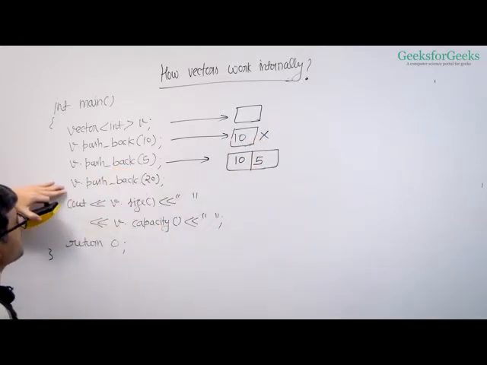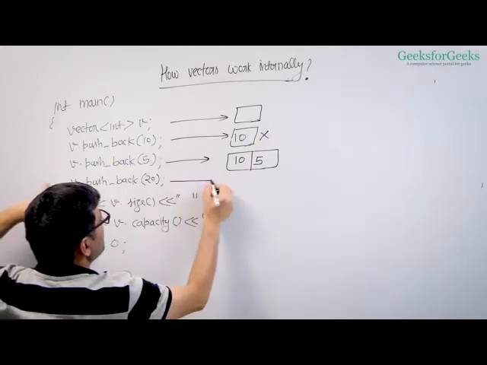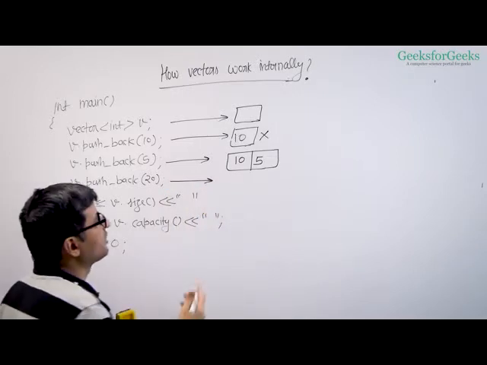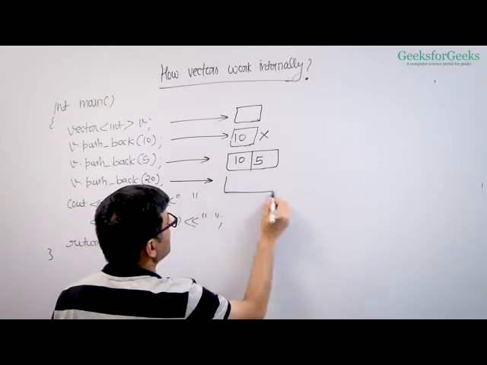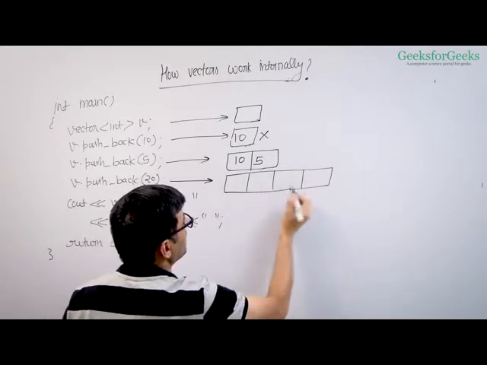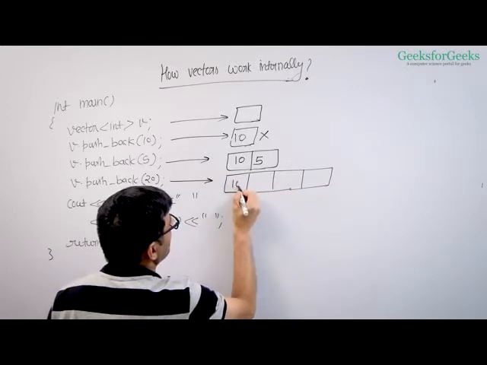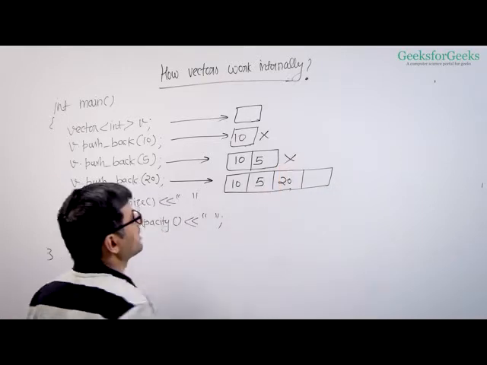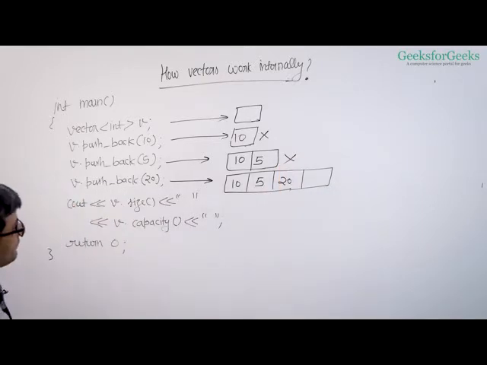Now when you insert 20, you again see that your vector is full. So what will the compiler do? It will double the size again. It will make an array internally, a dynamically allocated array of size 4, and it will deallocate the old space, right? So 20 goes in here.